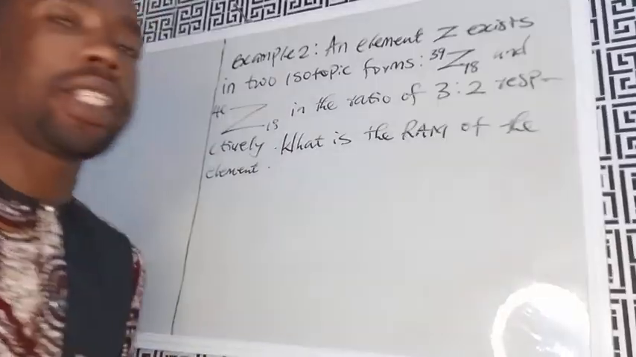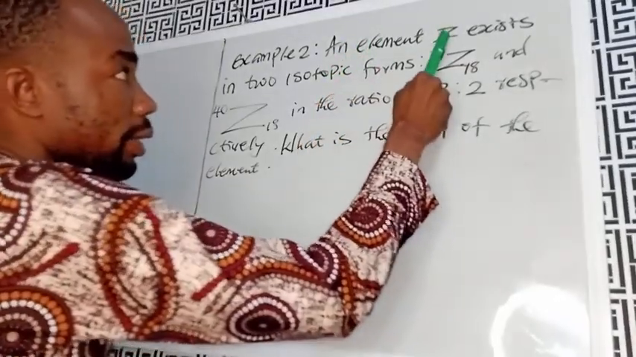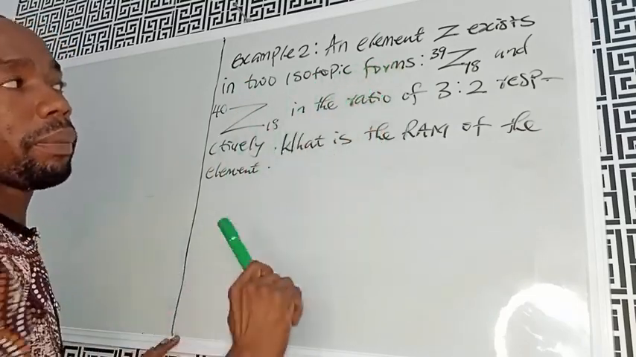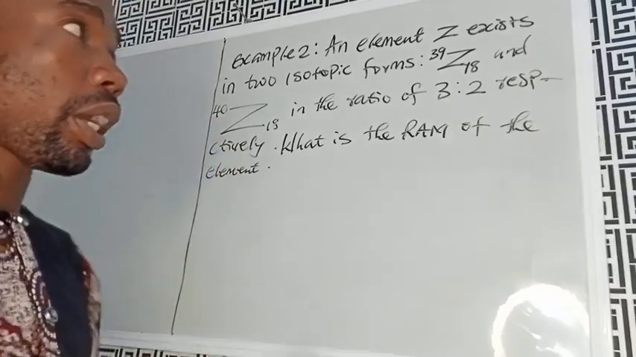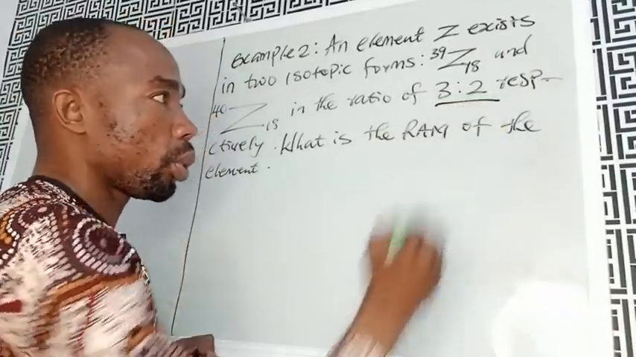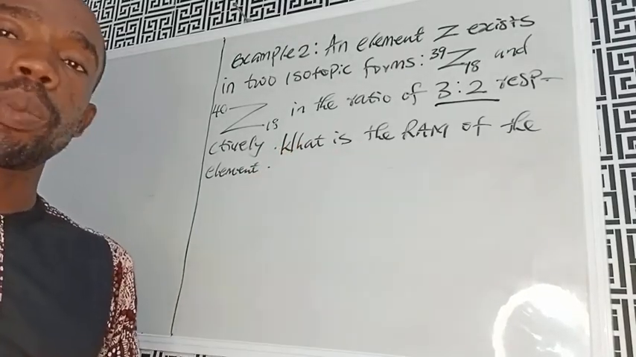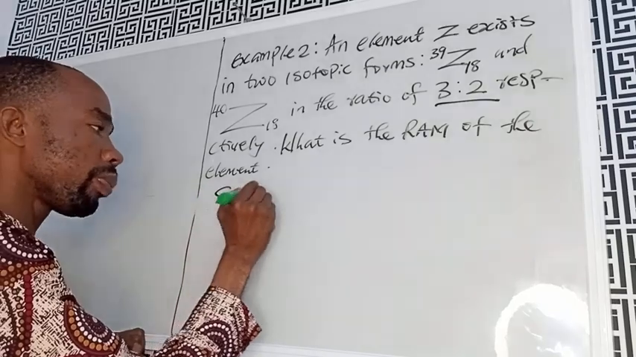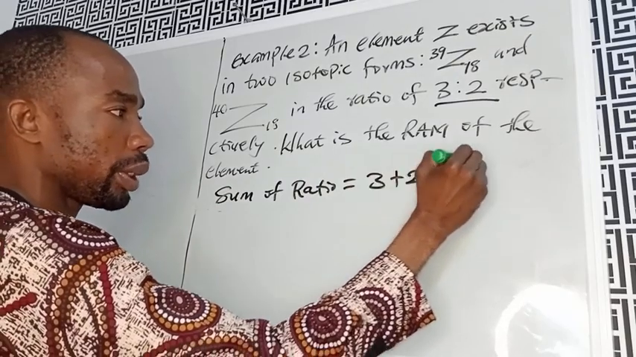Let's look at this second example before we call it a day. An element Z exists in two isotopic forms, 39 and 40, in the ratio 3:2 respectively. What is the relative atomic mass of this element? What we're going to do is say the sum of ratio is equal to 3 plus 2, which is 5.